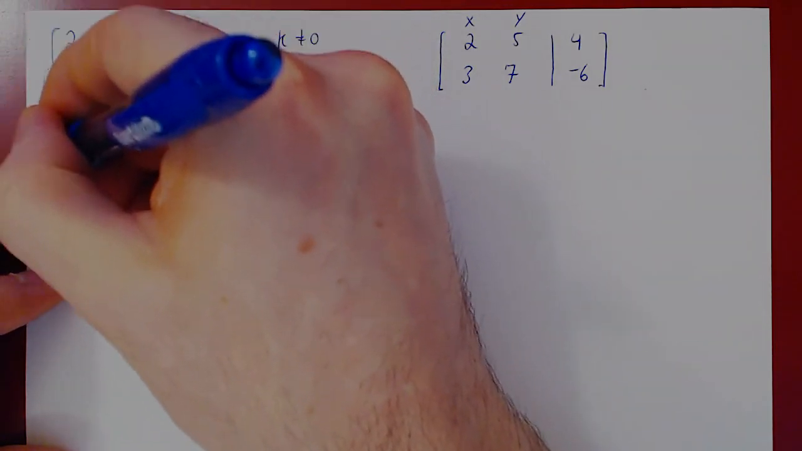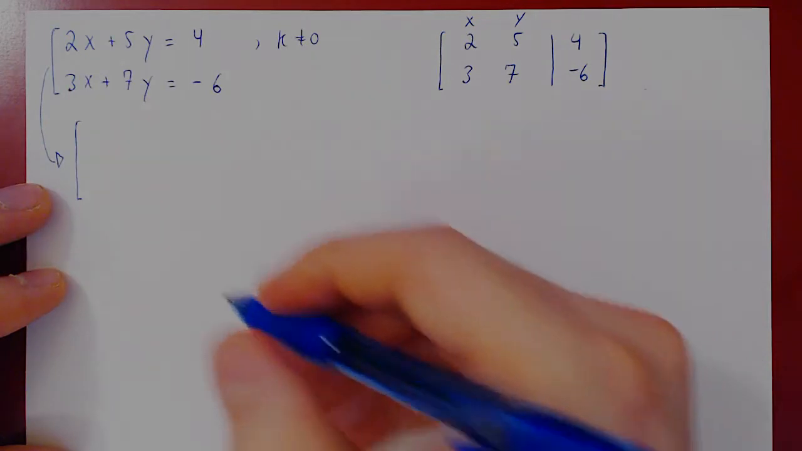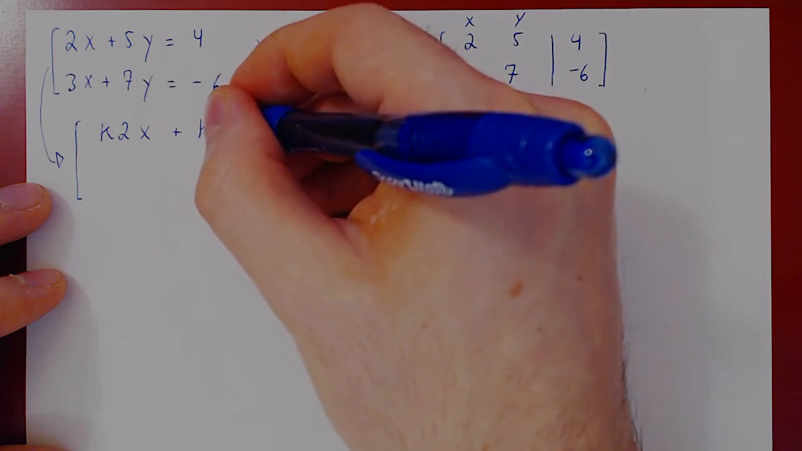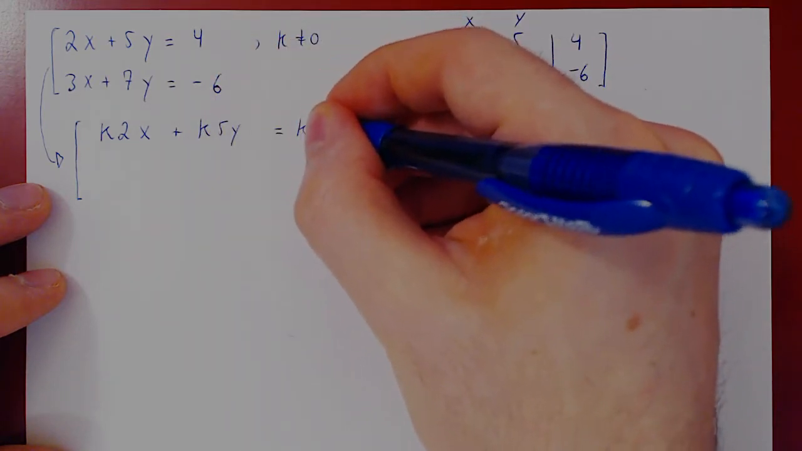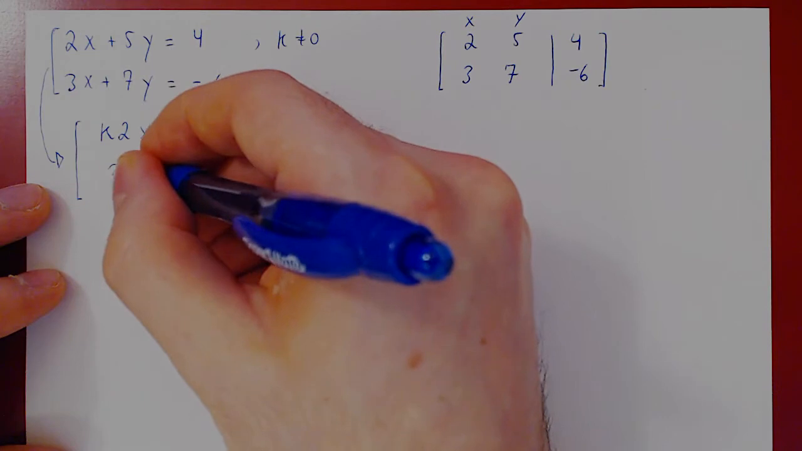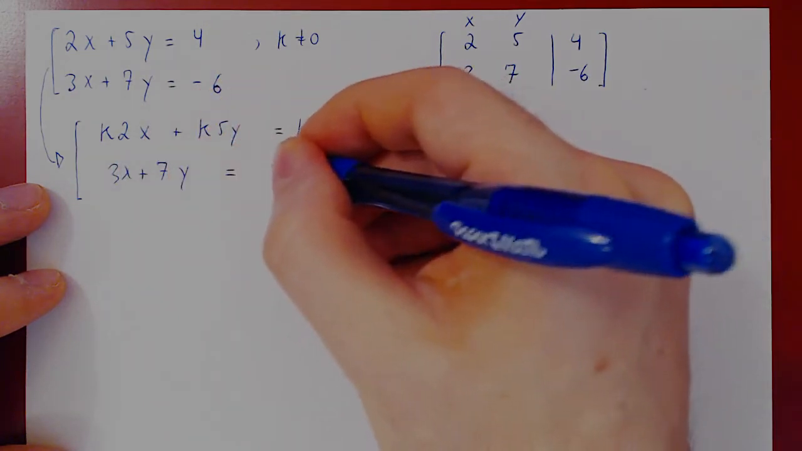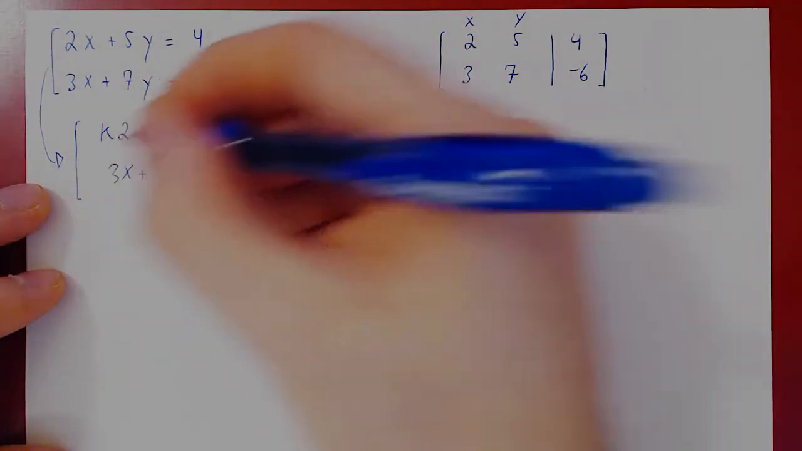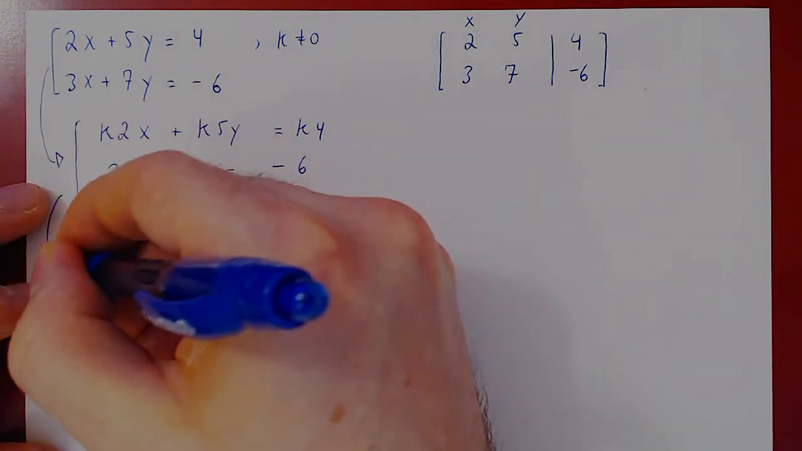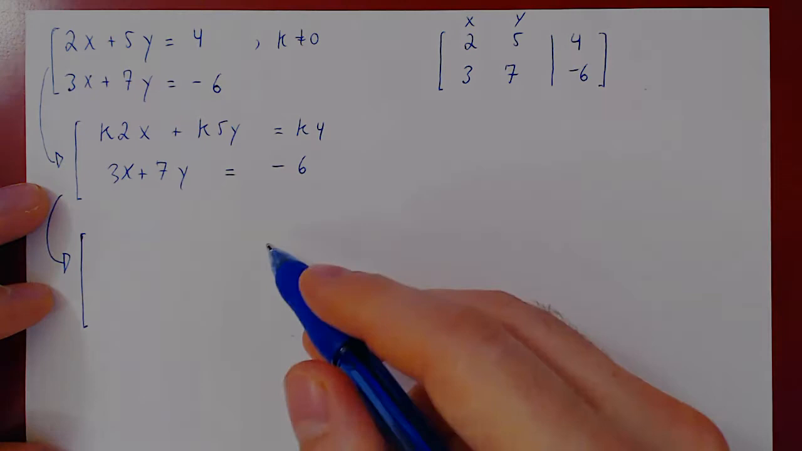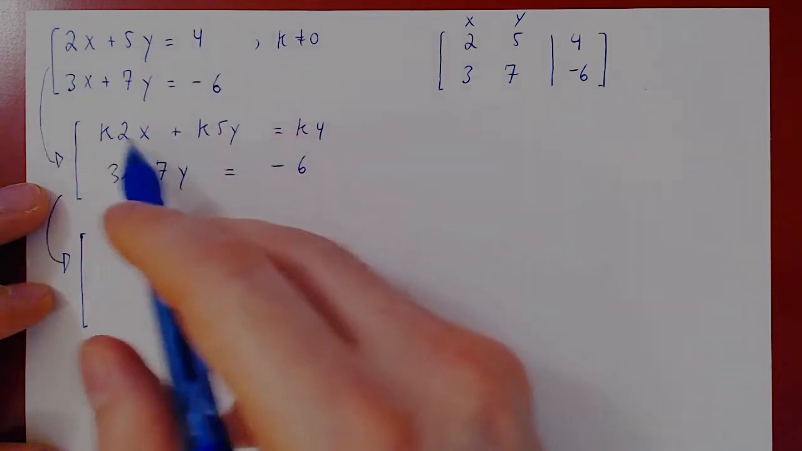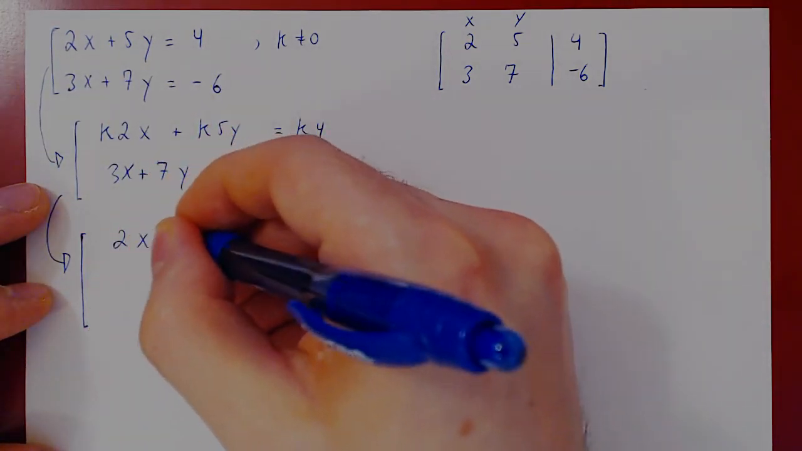Then the system will be equivalent to this linear system, which will be k times 2x plus k times 5y equals k times 4. And we don't change the second equation. So 3x plus 7y equals negative 6. Now, let's do one more manipulation. We will replace this equation now by the original equation, because they are indeed equivalent. So I'll leave this one unchanged.